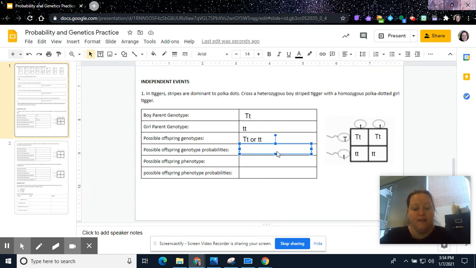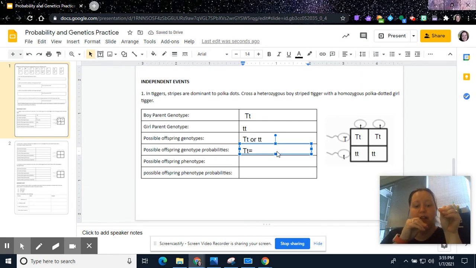So then we want to look at probabilities. So the probability of having a heterozygous, how many give you what you want out of how many total. So if you look here, there are 2 out of 4, which equals 1/2. And then for the little t, 2 give you what you want. There's 2 little t's out of 4 total. So again, 2 out of 4, which equals 1/2.